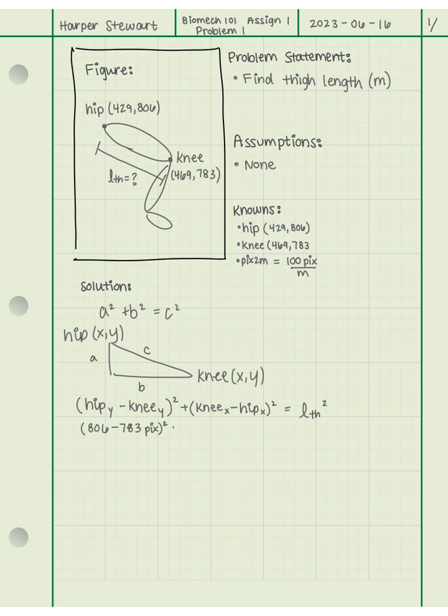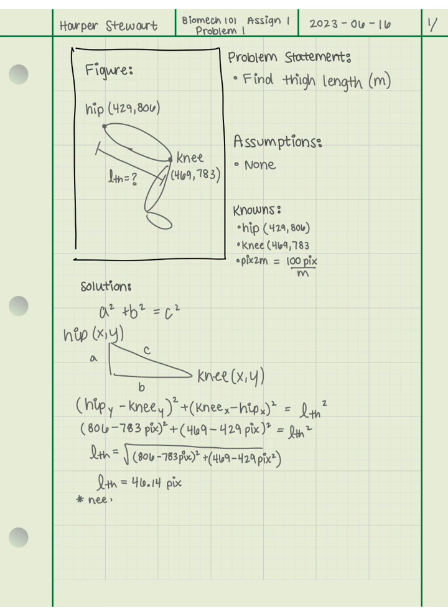Then we can go ahead and substitute in our pixel values that we have, and then we can rearrange the equation so we just have the length of the thigh on the left side, and then we're left with the square root of all that information on the right side. Then we can plug that information into a calculator or somewhere online to solve for the length of the thigh in pixels. And we're going to end up with a value of 46.14 pixels. However, we need the length of our thigh in meters in order to answer the question properly.